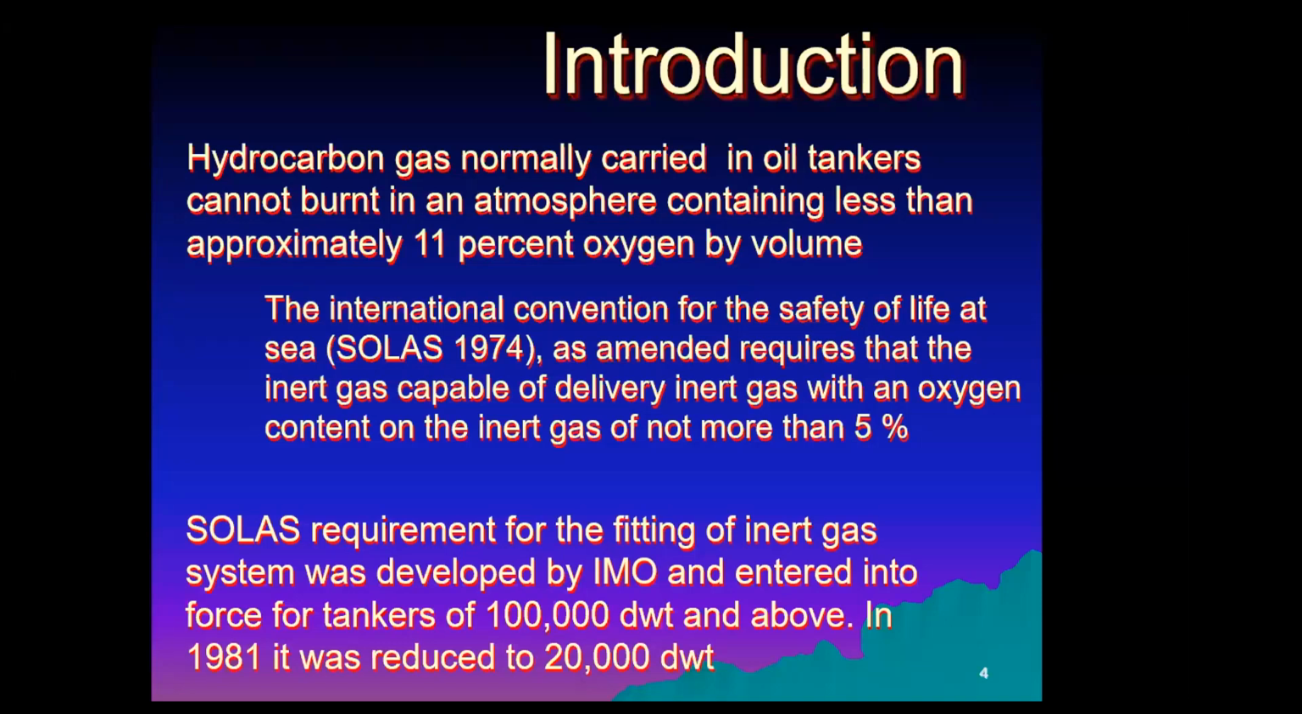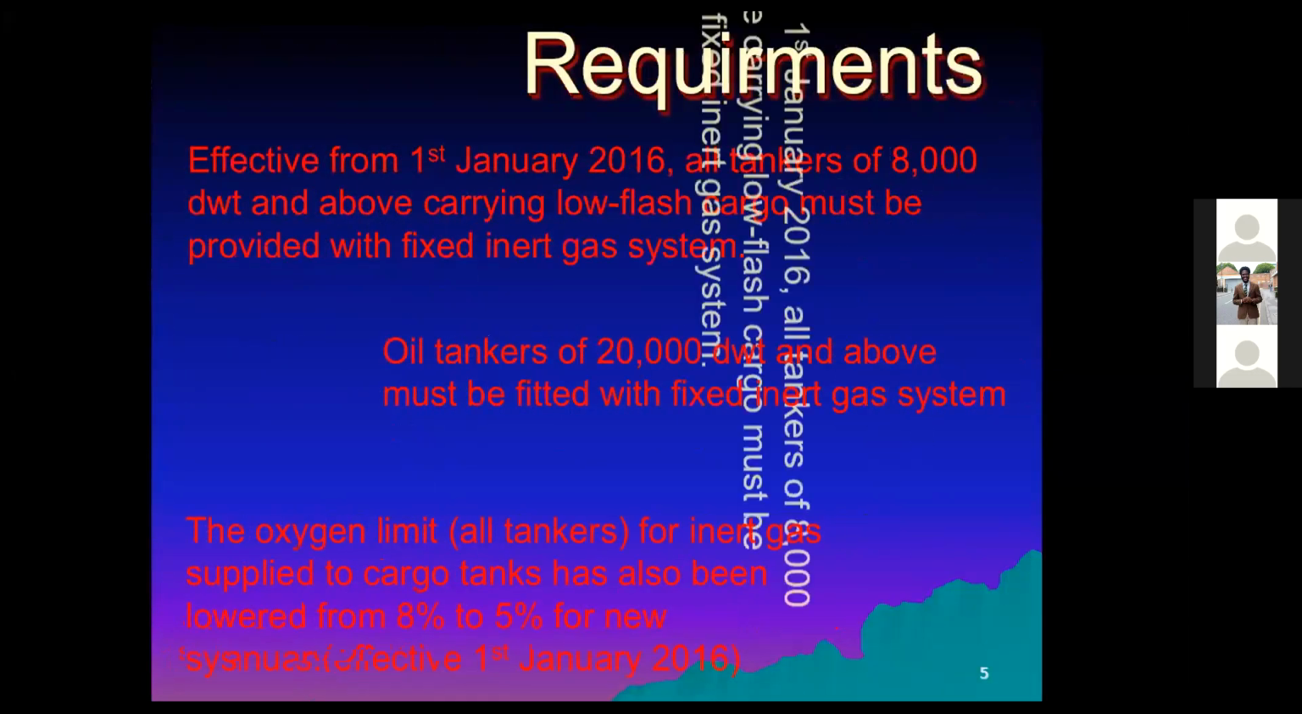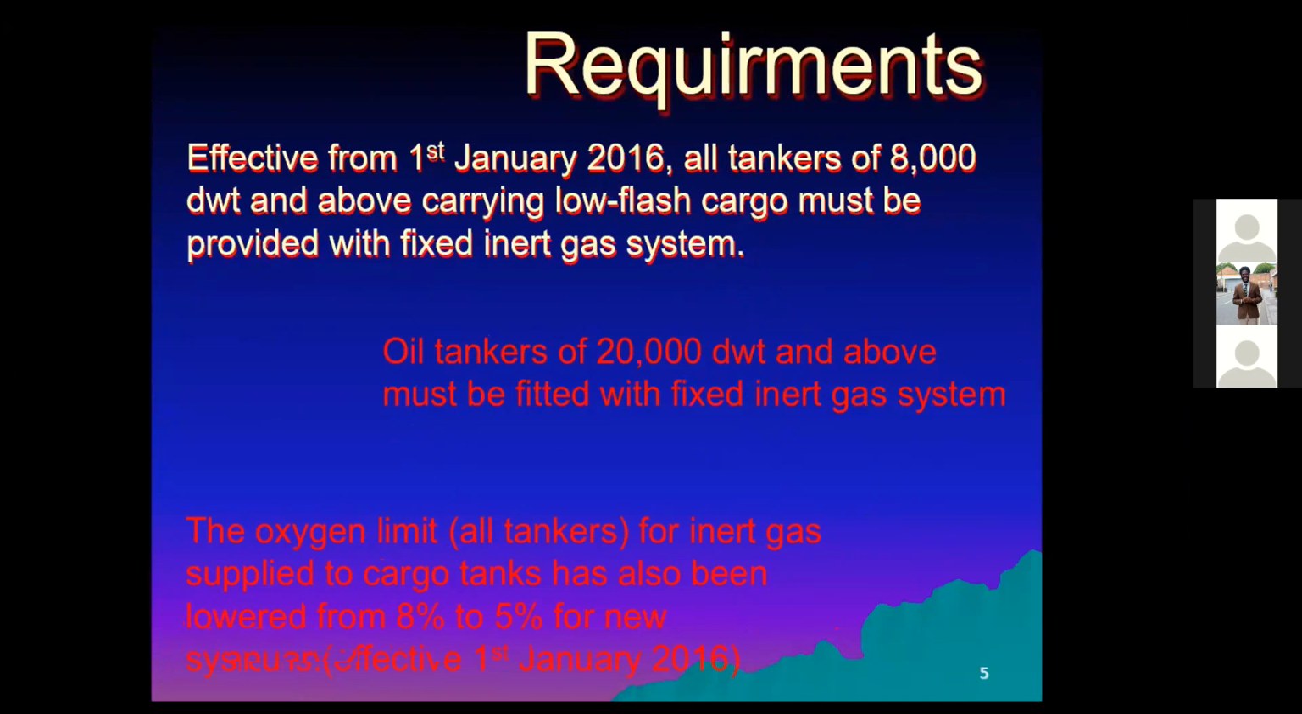But this changed 1 year later after some smaller tankers were involved in explosions, and you have loss of life, loss of cargo, and then loss of assets. So in 1981, the IMO amended the regulation and required that all tankers of 20,000 deadweight tonnage and above should be fitted with inert gas system.